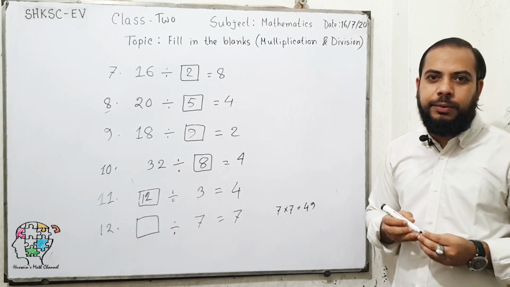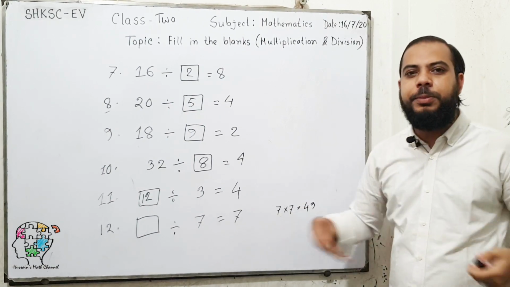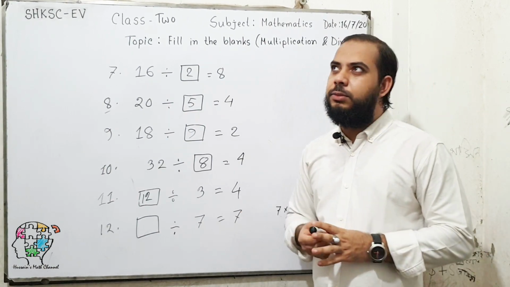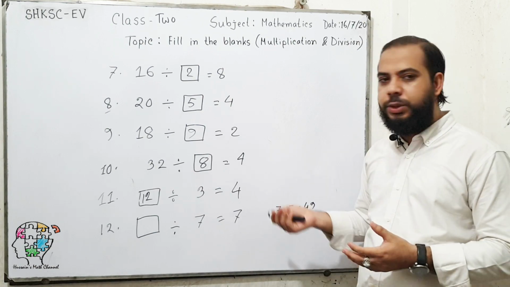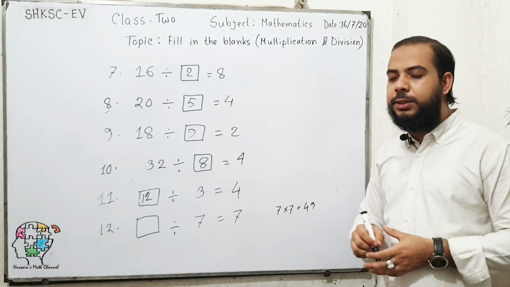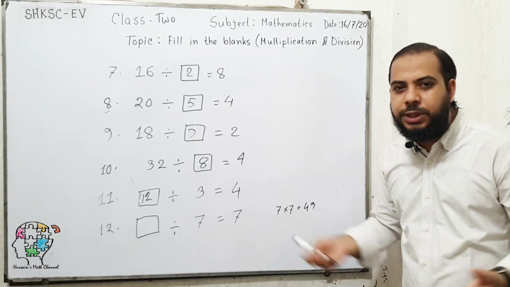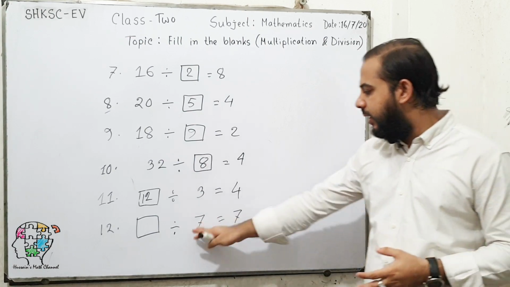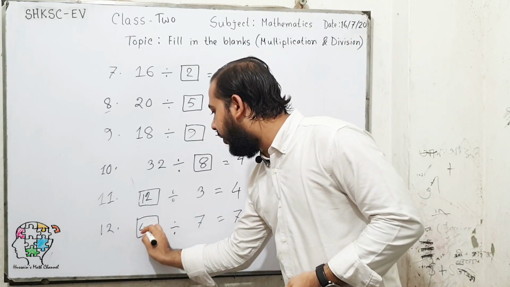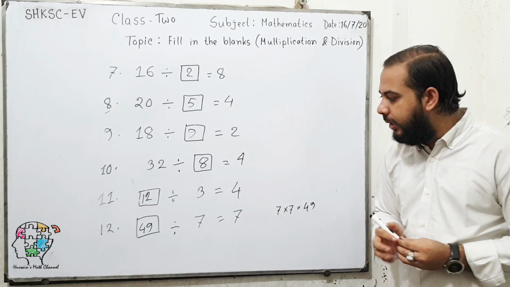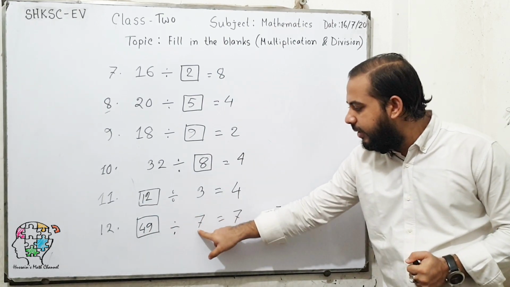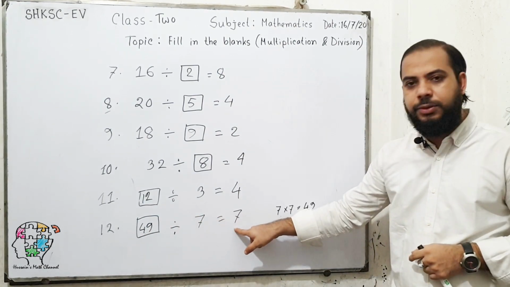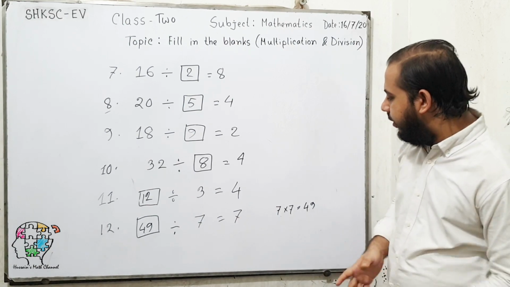You can also say the multiplication table. 7 ones are 7, 7 twos are 14, 7 threes are 21, 7 fours are 28. Like this way, 7 sevens are 49. So our answer will be 49. Again, you see 49 divided by 7 is equal to 7. So this is our answer.